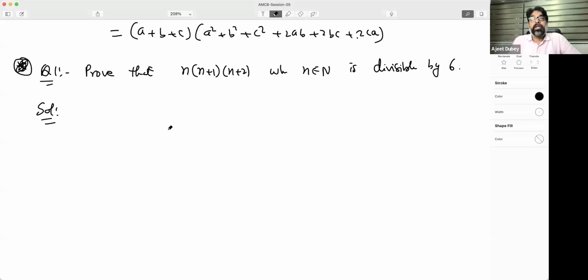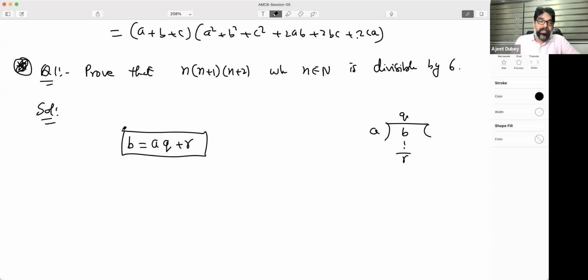See, we can use the Euclid division lemma. What is the Euclid division lemma? Whenever I'm dividing any integer b by a, some quotient will come and some remainder will come. So Euclid says that at any moment we can write b equals aq plus r, where a, b, q, everything is an integer. r will be the remainder, and the remainder always lies between 0 and a. It will be less than a. That means this is a very small thing, but a very powerful tool.